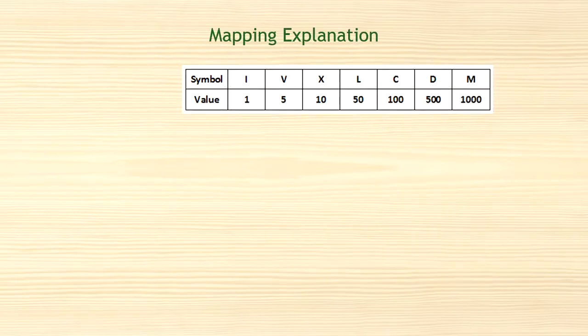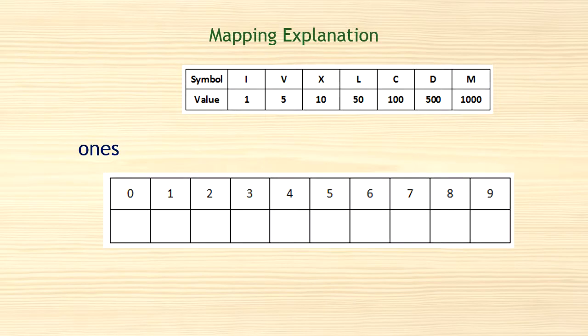As we know, these are the symbols and their values. Start with place value 1. 0 is empty string. 1 is I. 2 is II. 3 is III. 4 is, we could repeat I for 4 times, instead we will do 5 minus I, that is IV. Then 5 is V. 6 is 5 plus 1, VI. 7 is VII. 8 is VIII. And 9 is 10 minus 1, that is IX.